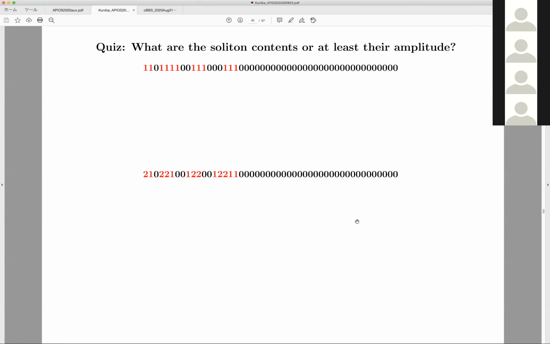Now, to motivate the latter part of my talk, namely the randomized situation, let me give you a quiz. What are the soliton contents, or at least their amplitudes, starting from these two initial conditions? This is one color BBS, and this is two color BBS. Can you guess? So you see the solitons' amplitudes 2, 4, 3, 3. But that's not so really.